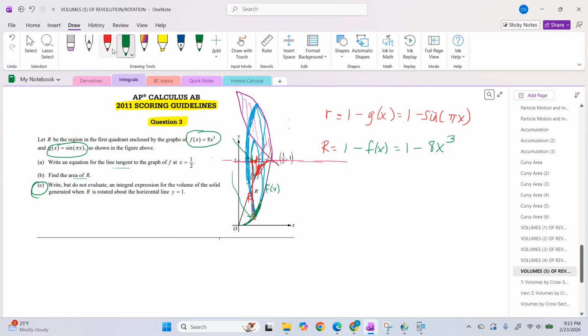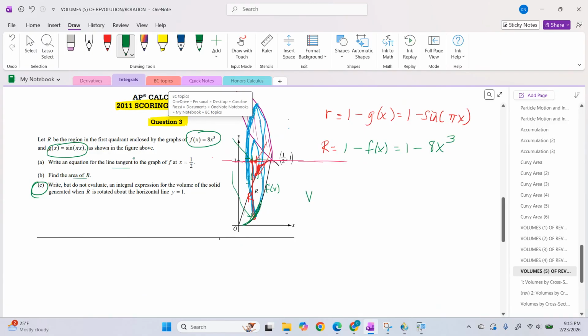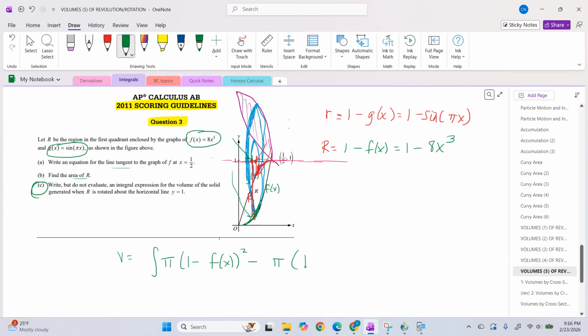So now I'm going to go ahead and write that out. I have volume. I don't want to run out of room. Let me do it down here. Okay, volume equals the integral from something to something of pi big R squared. And you can write it just like this. You will get full credit for that. Pi big R squared minus pi little r squared. And this is a dx problem.